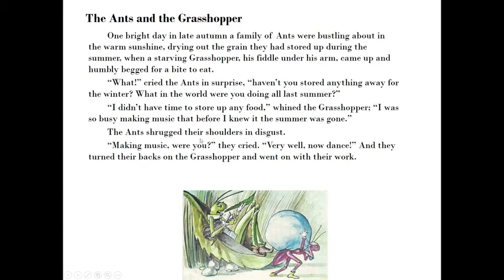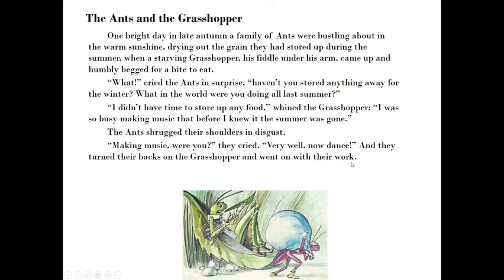The ants shrugged their shoulders in disgust. "Making music, were you?" they cried. "Well, very well, now dance." And they turned their backs on the grasshopper and went on with their work.